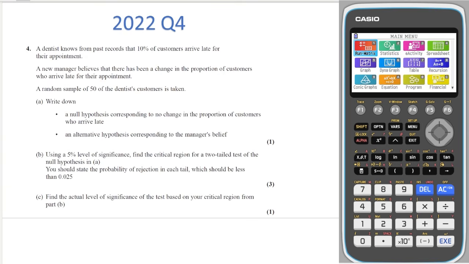Okay, first off, this is a binomial hypothesis test question, and it's asked me to write the hypotheses. So I'll start with H0: p equals 0.1, because it says that 10% is the probability. And then H1 will have p does not equal 0.1, because we've been asked to identify a change, which is non-specific.